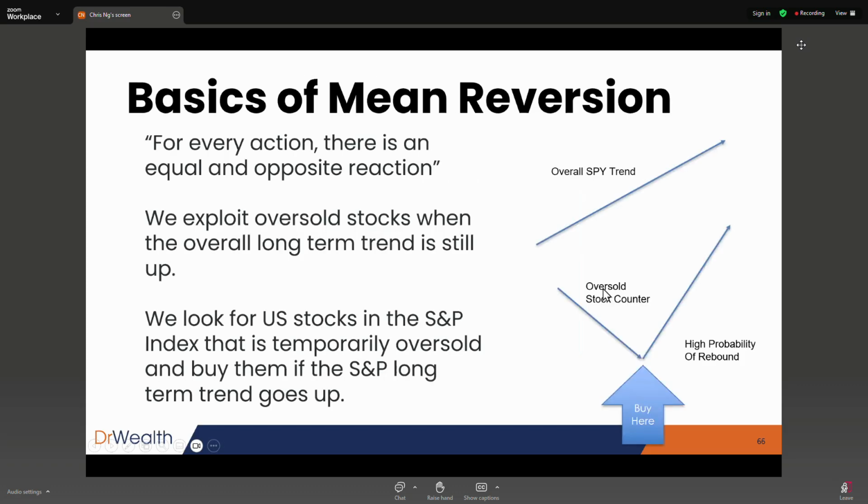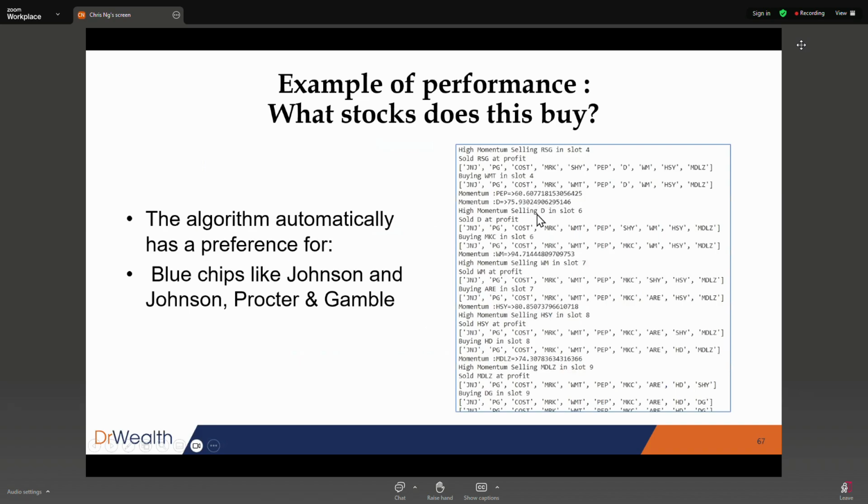How does mean reversion work? For every action, there is an equal and opposite reaction. When the market's trending up, we look for a stock that is temporarily oversold. We buy it at the bottom, and then there is a high probability that it will rebound. There's a program to actually do that.